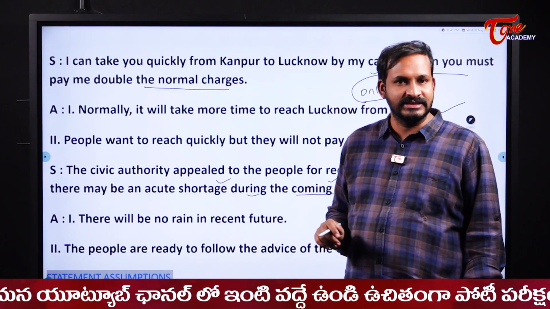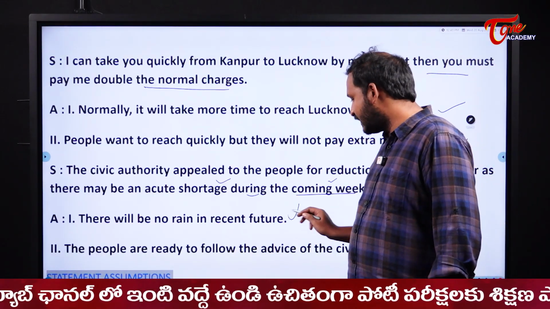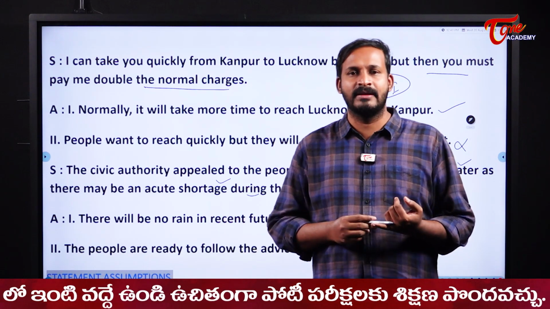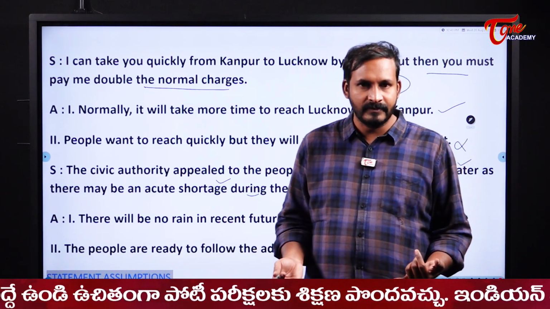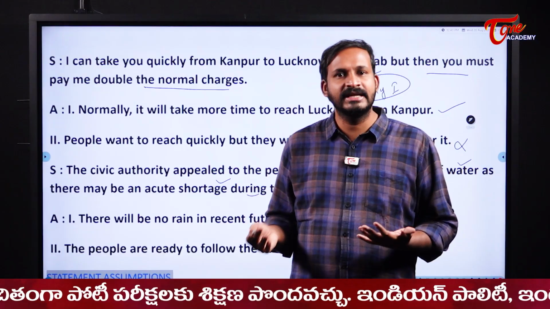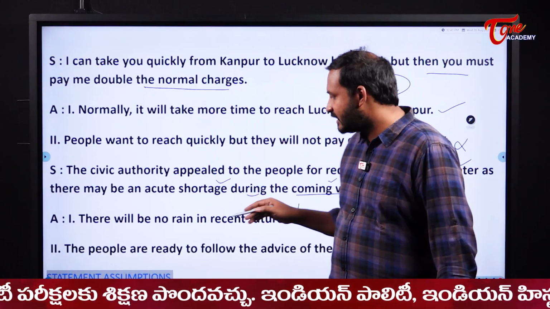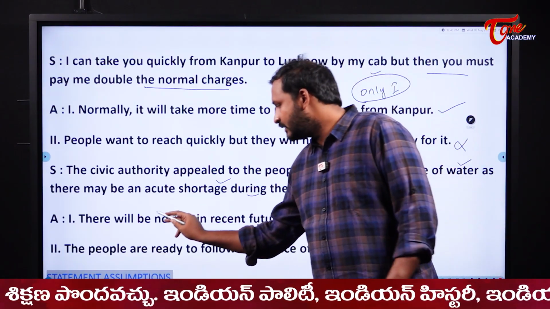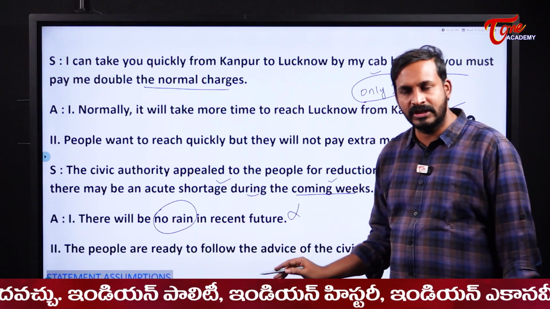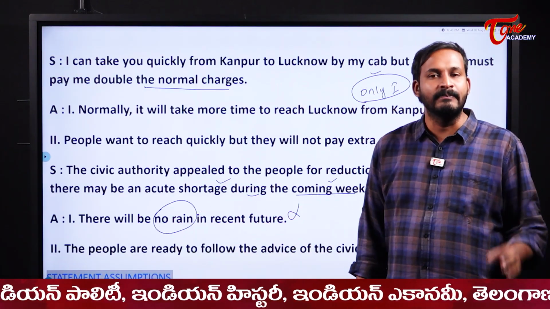they don't mention it in the statement, right? It is completely out of the context. There may be many other reasons, like there can be some repair work, right? Or any other reason can be there behind that. So that is the reason there will be no rain. Nowhere in the statement do they speak about the rain. So that is the reason. That is not implicit for us.